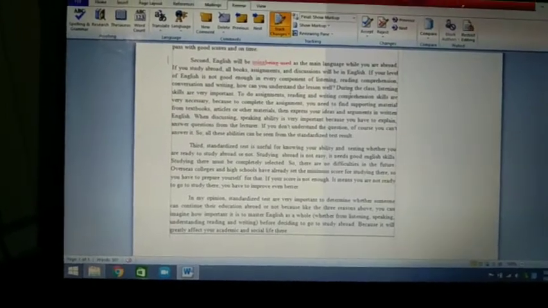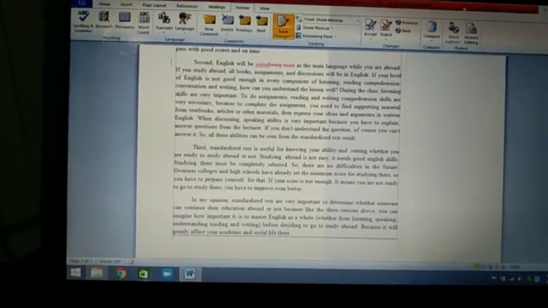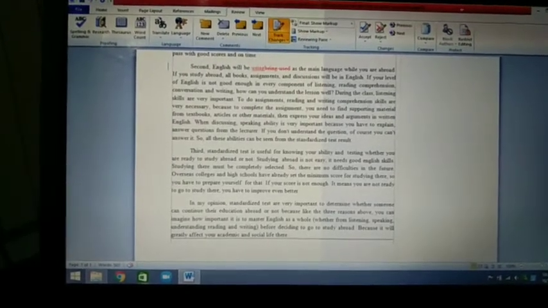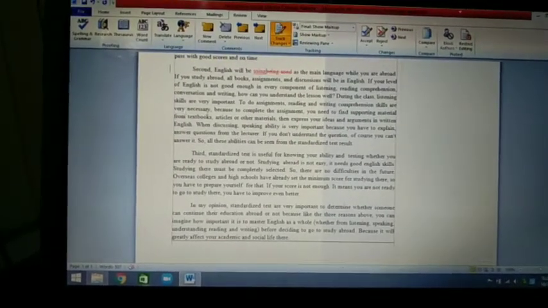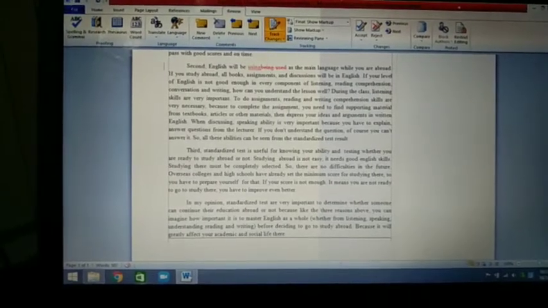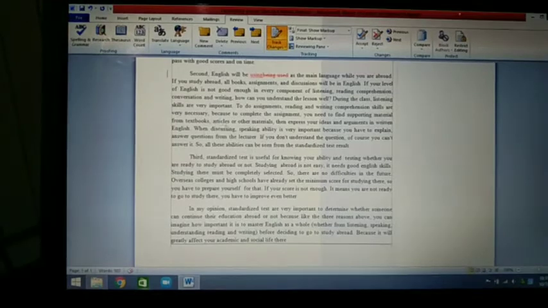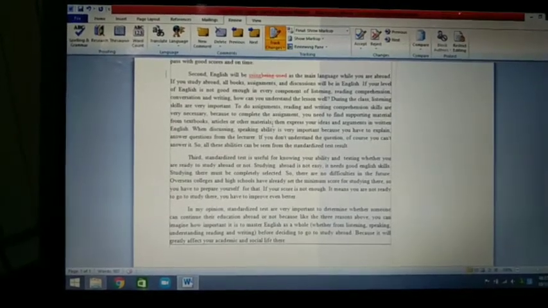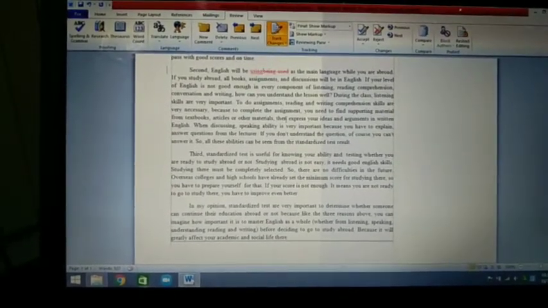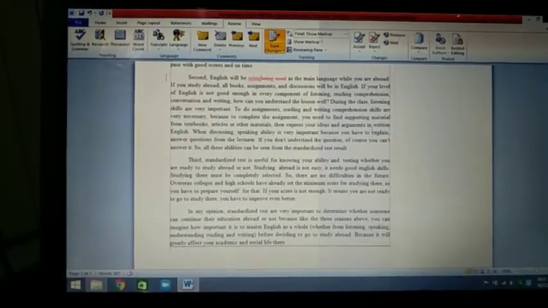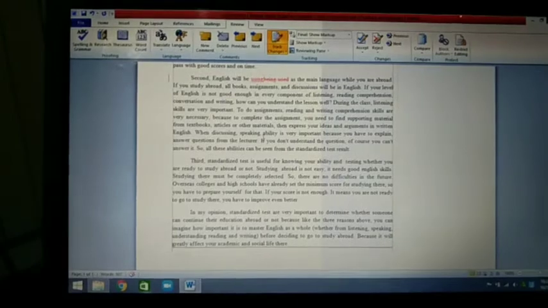Okay. During the class, listening skills are very important. To do assignments, reading and writing comprehension skills are very necessary. Because to complete the assignment, you need to find supporting material from textbooks, articles, or other materials. Then express your ideas and arguments in written English.